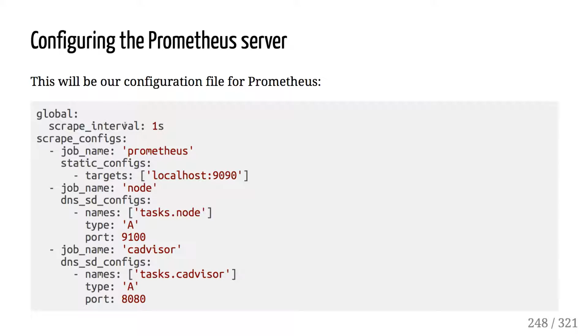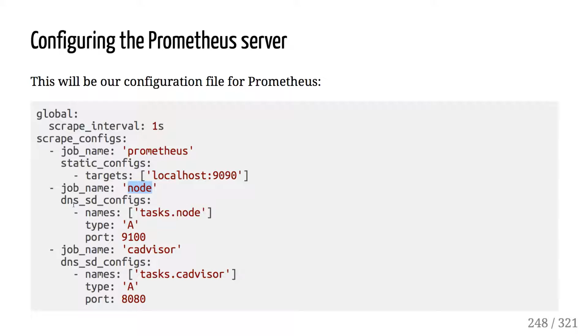So I'm telling it, I want you to scrape the metrics every second. Then I want to have multiple jobs. Each job is like one type of collector. First I'm going to monitor Prometheus itself, because Prometheus itself exposes metrics about what's going on inside. So I'm telling it, scrape yourself on localhost 9090. Then I'm going to have a node job, so that's to have metrics for each VM.